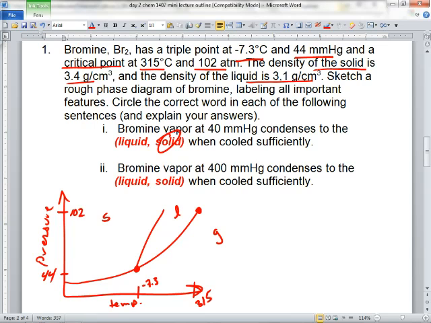Bromine vapor. So again, we're a vapor, like Kathleen said. You're over here somewhere. But now we're at 400 millimeters of mercury. So where's 400? Way up here somewhere, right? Because this is 102, so 400's got to be way up here. Yeah, Sochi?